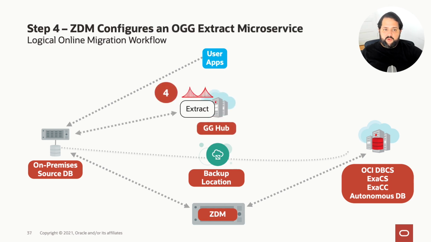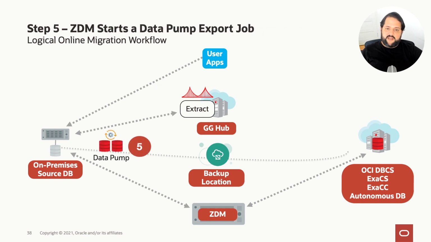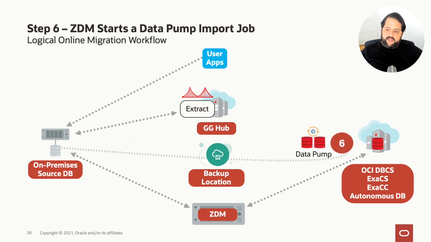So the first step is to deploy an Oracle Golden Gate extract microservice, and that extract microservice will be configured by ZDM, and we'll start actually capturing transactions from the source database and start generating trail files. Then what we're going to do is move on and do a Data Pump export job over the network between the on-premises database and the backup location. And this is really important because that information is going to be used for the next step, which is what? ZDM will then do a Data Pump import job on the target, get those Data Pump dump files that were on the backup location, and instantiate the target database, in this case, the autonomous database.